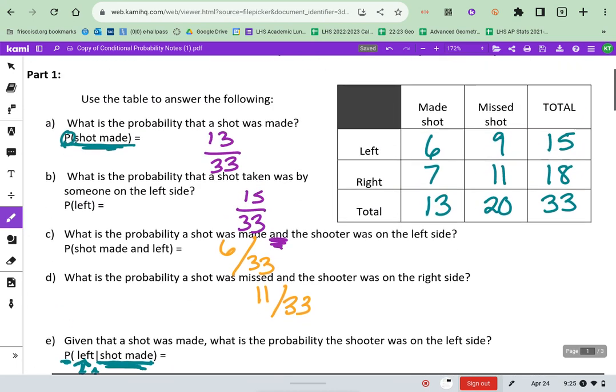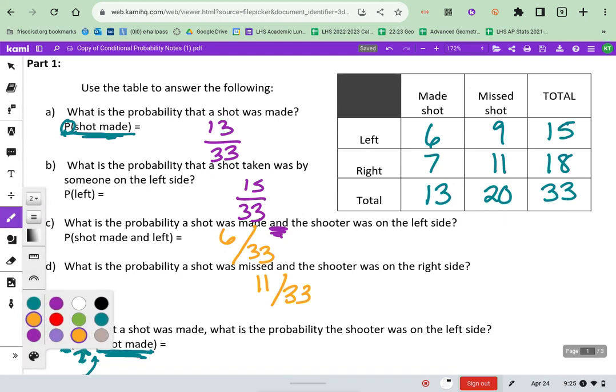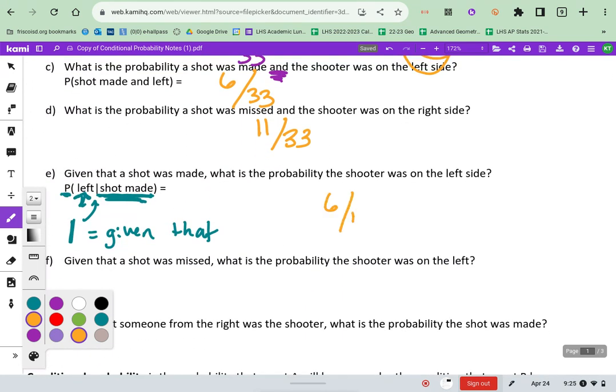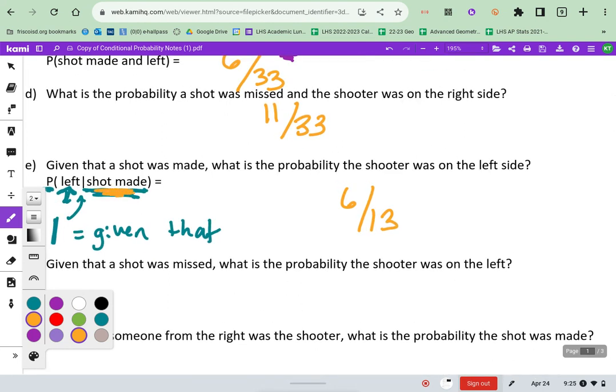Looking at our table, given that the shot was made, we're only looking at made shots. We're going to ignore everything else. So we had 6 left side shots out of 13 total made shots. This probability is 6 out of 13. Notice here that our denominator has changed. We're not looking at the total 33 anymore, we are only interested in made shots. This happens when you have conditional probability: your denominator is probably going to change.